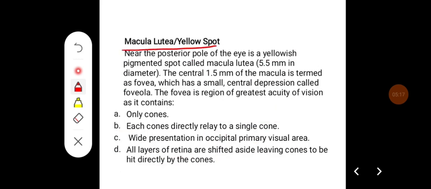Macula lutea or yellow spot. Near the posterior pole of the eye is a yellowish pigmented spot called macula lutea, which measures around 5.5 millimeters in diameter. The central 1.5 millimeter of the macula is termed the fovea, which has a small central depression called foveola.